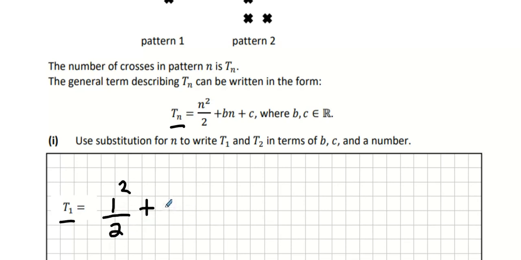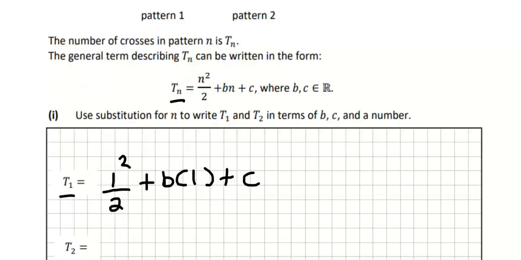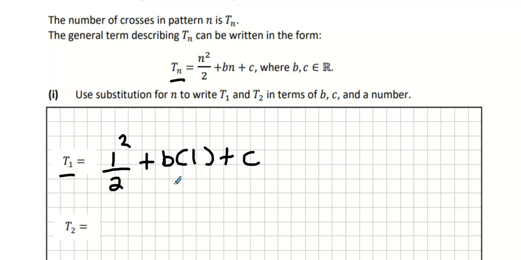And anywhere you see an n value, you put in 1. Is that okay? And what did we get there? Did we get is that just a half plus b plus c? We cool with that? And what's t2 then? What do we need to do with the ends?